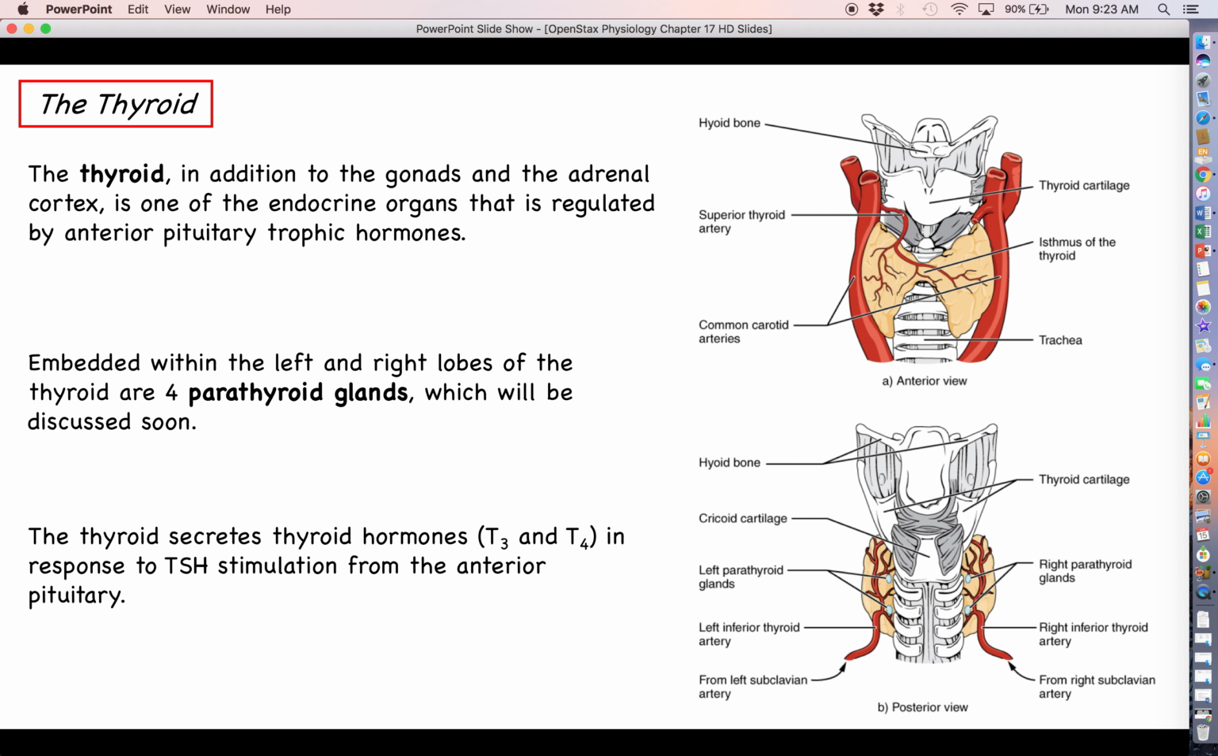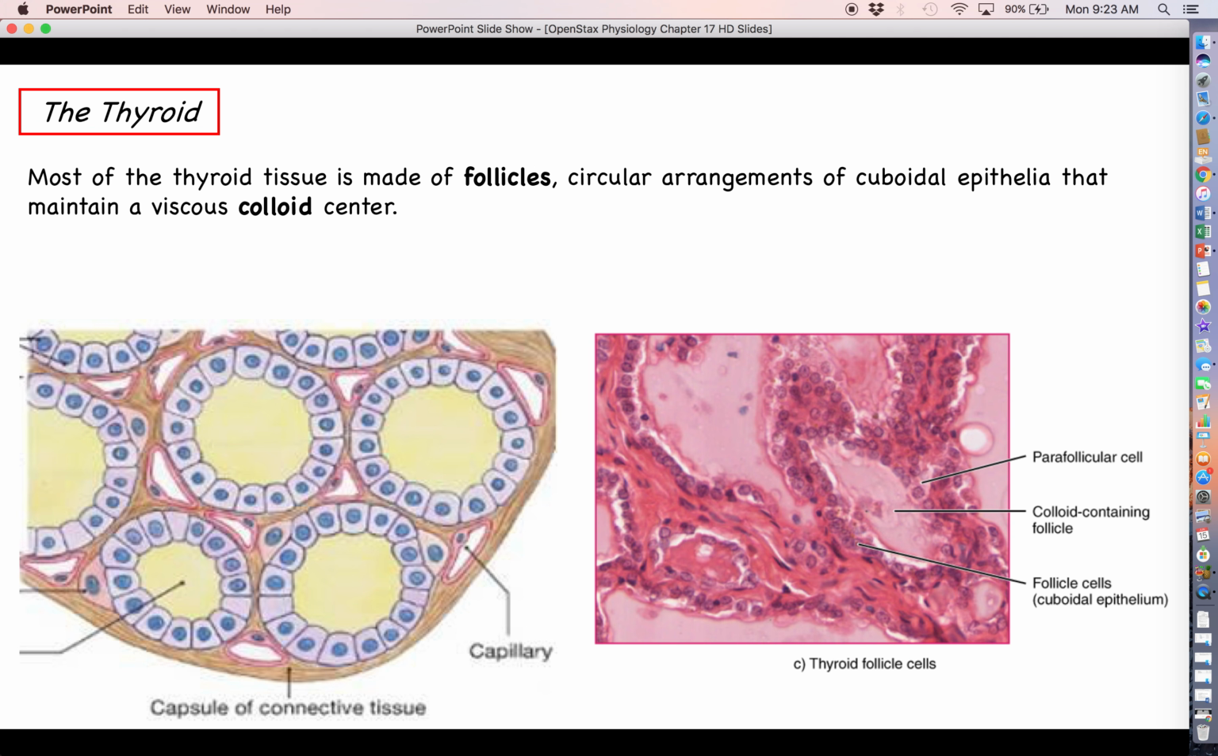So the thyroid is going to secrete 2 hormones in response to TSH stimulation from the anterior pituitary, and the anterior pituitary secretes TSH in response to TRH from the hypothalamus. The 2 thyroid hormones that we are going to talk about here are T3 and T4. If we take a histological view of what thyroid tissue looks like, you're going to see a lot of these circular epithelial structures called follicles.